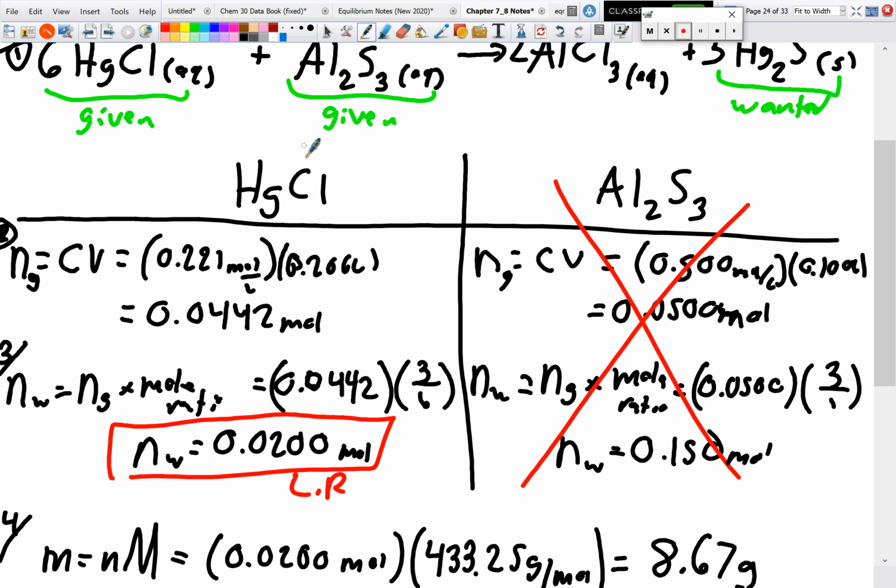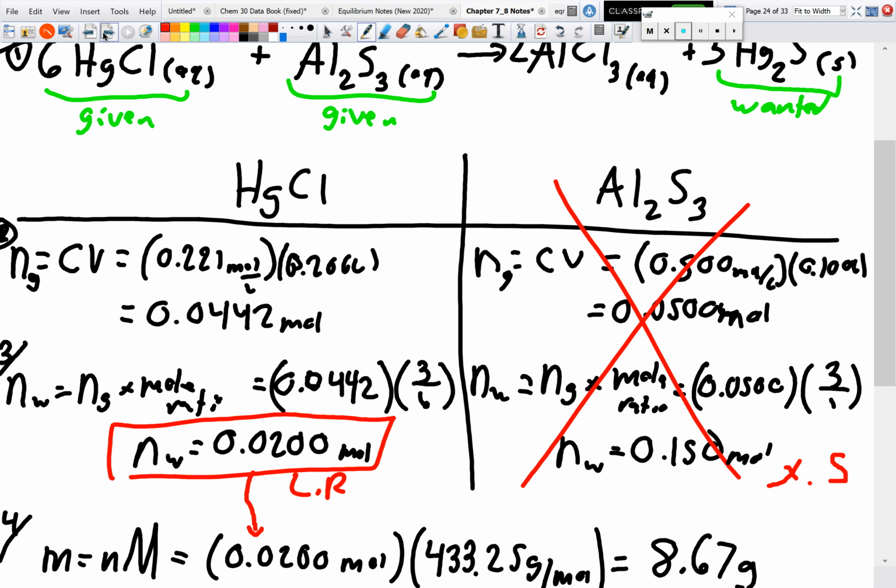So we find out that the moles from mercury 1 chloride is our limiting reagent. We get our aluminum sulfide. This is our excess. So we scratch that out because we don't use that. We only use our limiting reagent, number of moles wanted for our final, which is mass is just equal to number of moles times molar mass. And we get 8.67. So that is number 3.